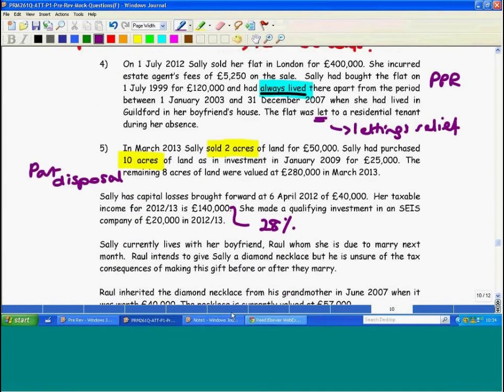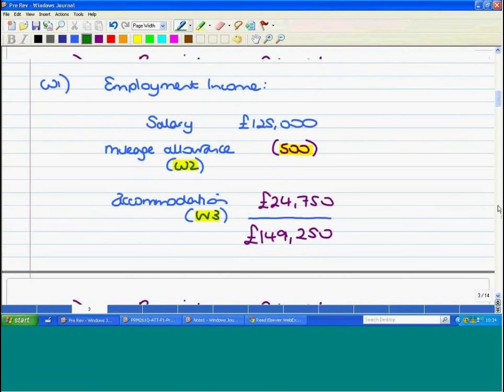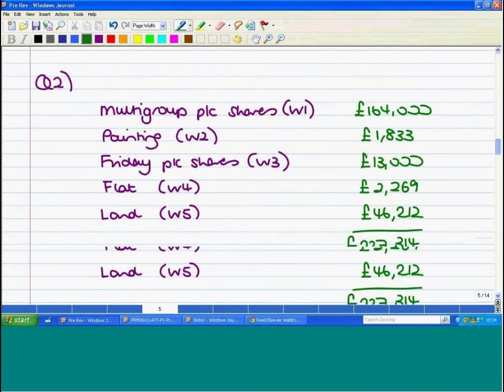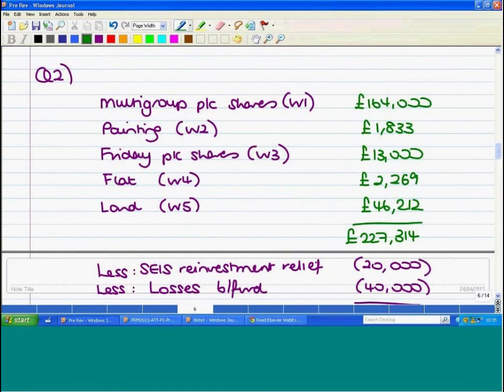Okay, so let's have a look at my answer. So if I just scroll through, let's find question number 2. Right, so the first thing I've actually done here is, again, just to show you my thought process, when I've read through the question, I've identified the types of assets that we're going to be disposing. So I've gone through and I said we're going to dispose of some multi-group PLC shares. So those have gone in. We're going to dispose of a painting. I've listed the painting. The Friday PLC shares, I've listed those. The flat, the land, those are all listed down.